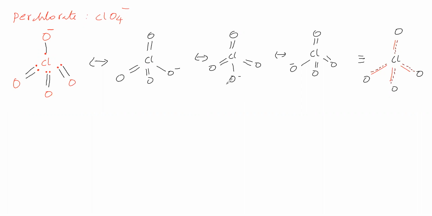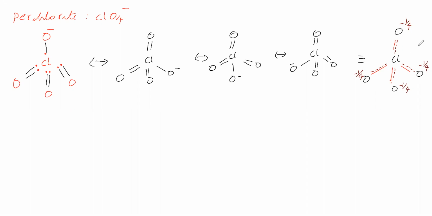This rear side oxygen is having -1 charge. This left side oxygen is having -1 charge. Now we will do one thing: that -1 charge we will distribute equally into all the 4 oxygen atoms. Here -1/4, here -1/4, here -1/4, here also -1/4. So the -1 charge we have distributed equally into all the 4 oxygen atoms.